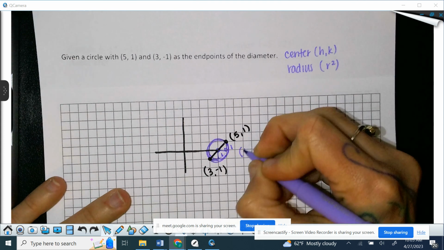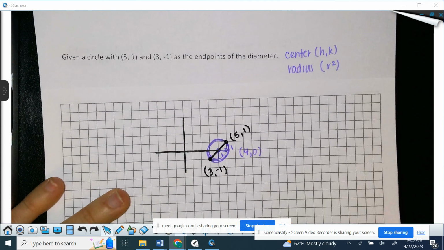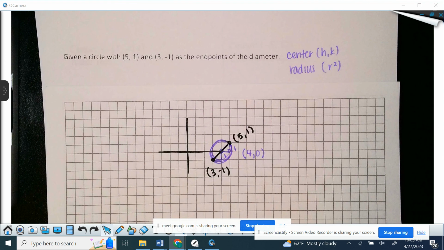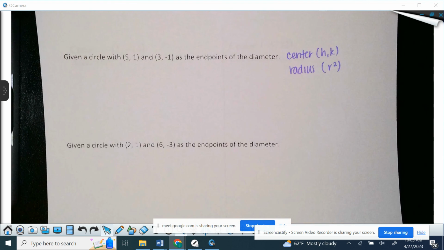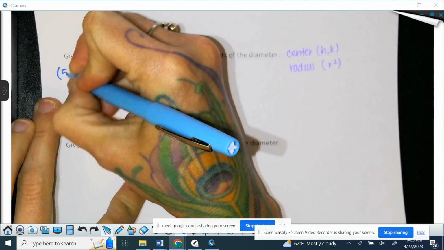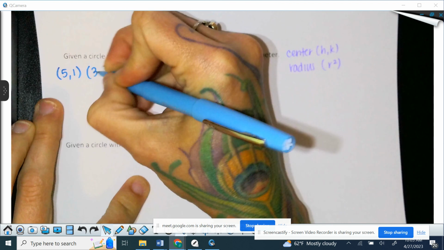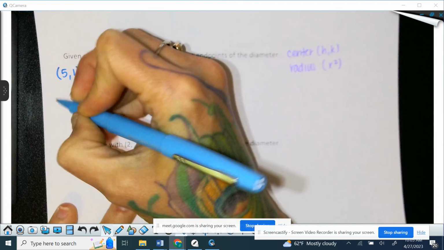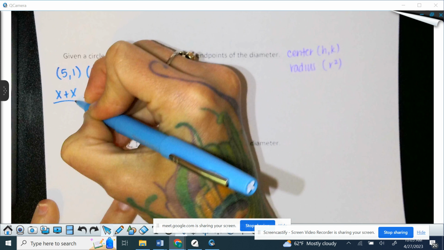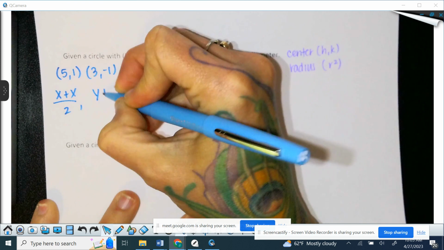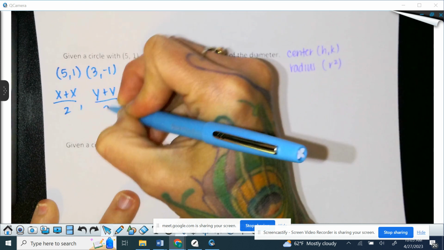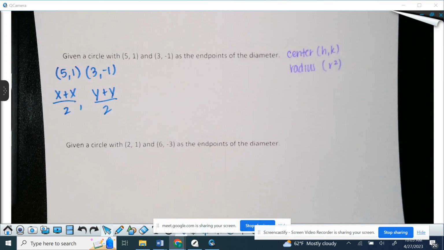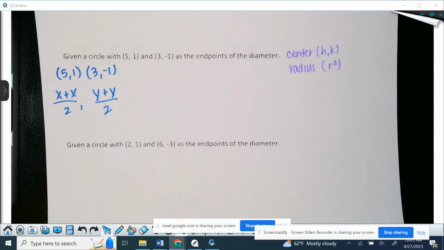So now you have your HK. It's the middle of that line. Otherwise, you would do it algebraically. And we would need our midpoint, which means we're going to do 5, 1, 3, -1. And midpoint is x plus x divided by 2, y plus y divided by 2. Or I like to stack them, add them, divide by 2, because you're not dealing with endpoints at all. So that was the little thing that I memorized from way back in the day to make it easier.